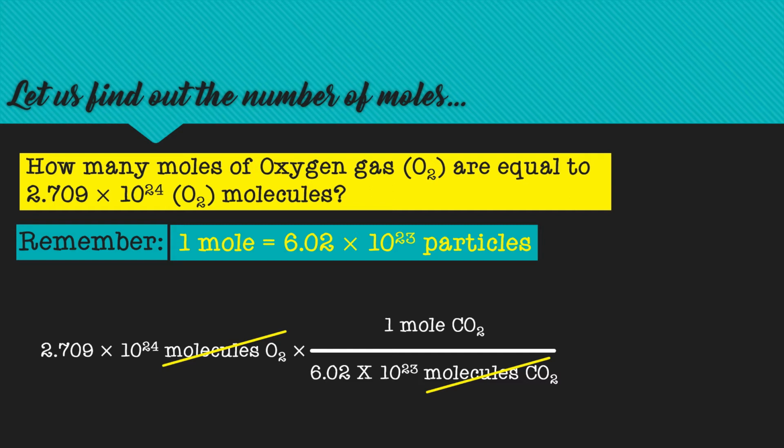2.709 times 10 raised to 24 multiplied by 1 and then divided by 6.02 times 10 raised to 23, then the result is 4.5 moles of oxygen gas.